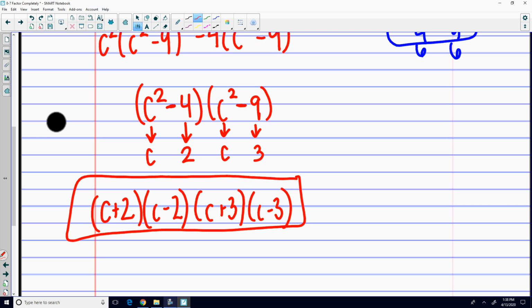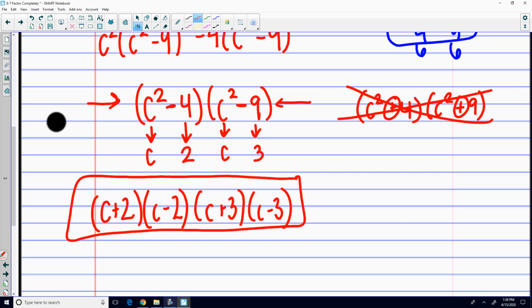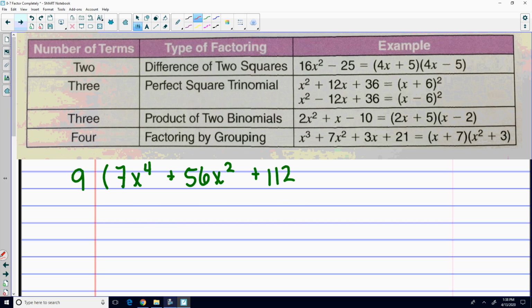Here is where it would not work. If I have c squared plus 4, and I'm not saying this is the answer, but I'll show you that you can't undo it anymore, and I have c squared plus 9, because they are addition, it is not the difference, subtraction of 2 squares. This you could not factor anymore. But this first one here, we could, and this one, because they are subtraction, okay? So this breaks way down into 4 terms, 4 binomials.